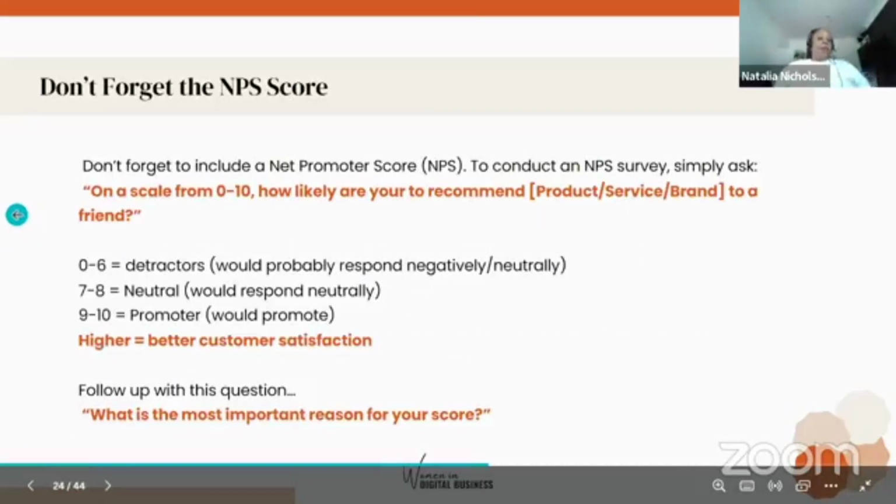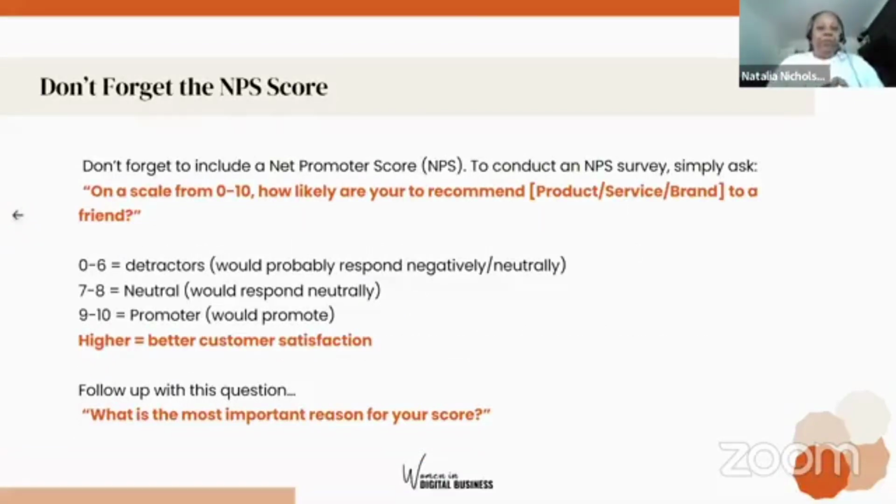And don't forget your NPS score, Net Promoter Score. On a scale of 0 to 10, how likely are you to recommend products, services, or brands to a friend? A lot of big companies, your Ubers, your Airbnb, all big companies will use NPS scores, and even smaller companies. And the higher the number, the better the customer satisfaction.